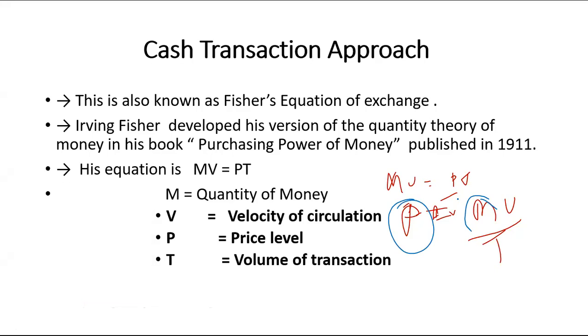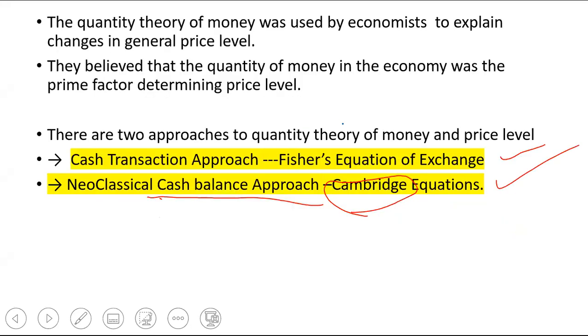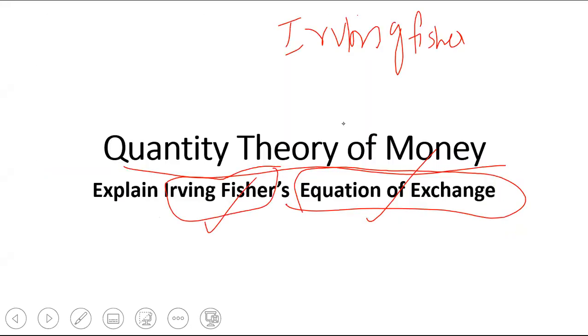Your question will arise, how can we calculate price? Because price is equivalent to, what is price? It is equivalent to MV divided by T. When money supply changes, price also changes. When money supply doubles, price also doubles. But the other things, they are depending on each other. So Fisher's equation of exchange. It's a very, very simple theory.